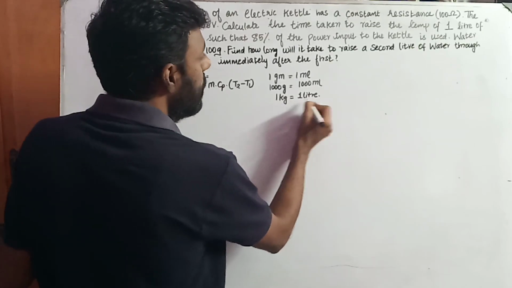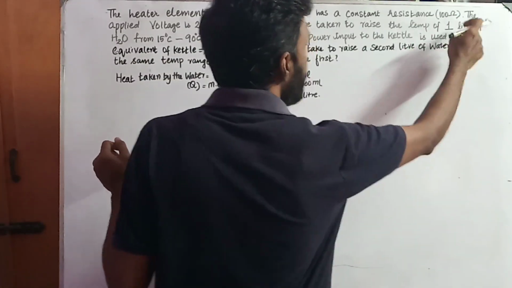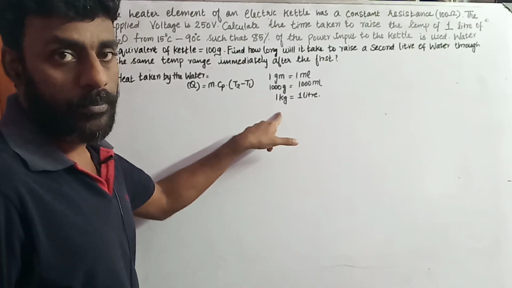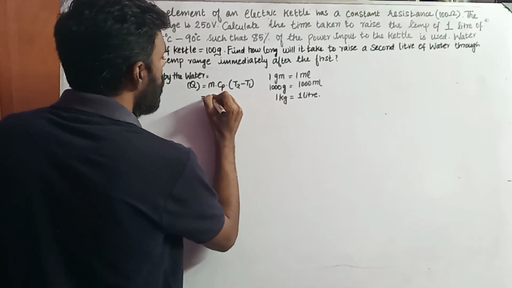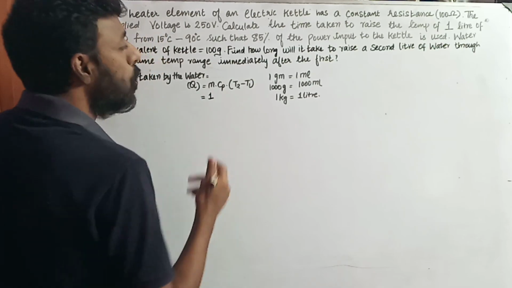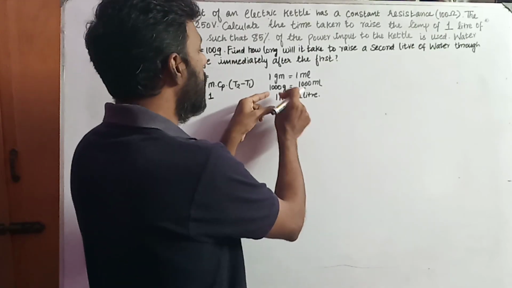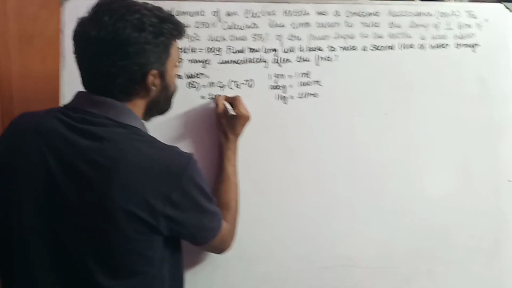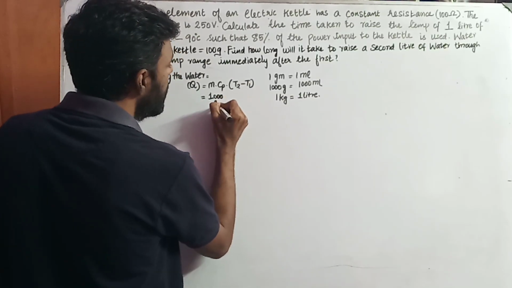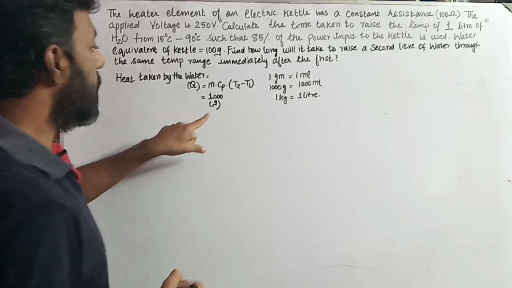So instead of 1 liter, I can substitute 1 kilogram. The mass will be equal to 1 kilogram, and I can convert it into 1000 grams. So the unit is grams.